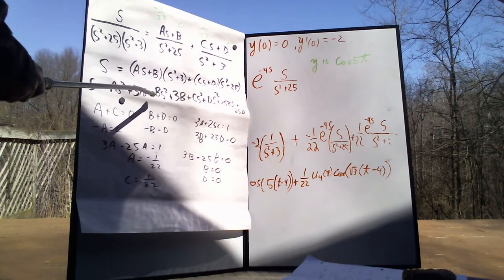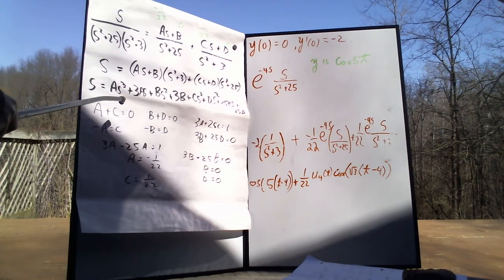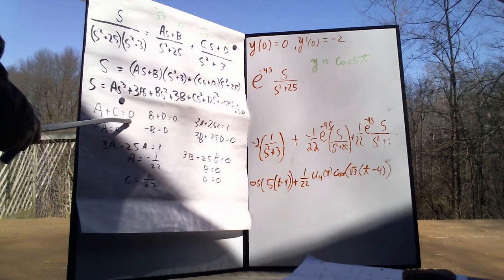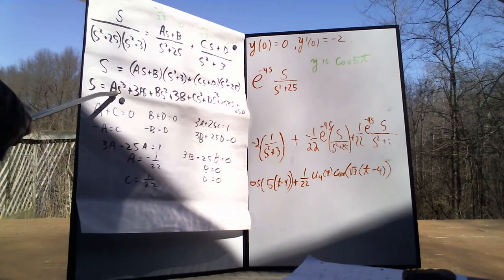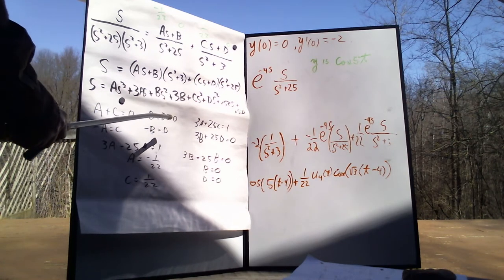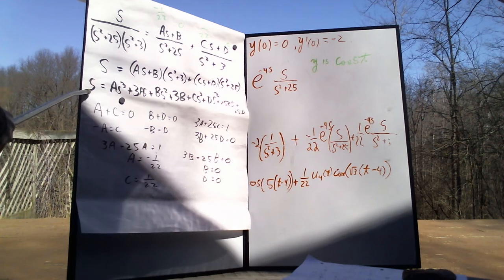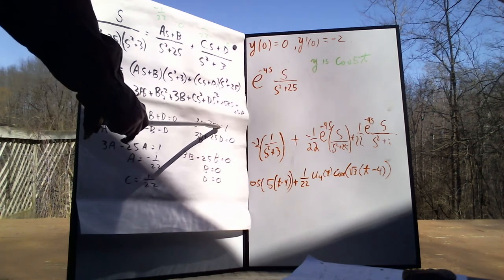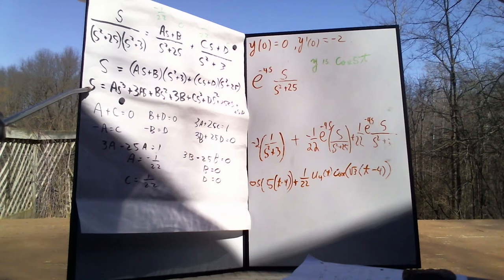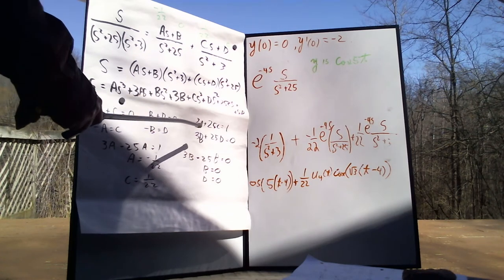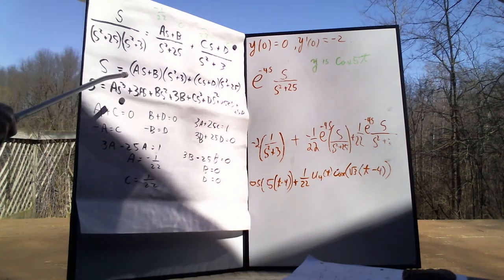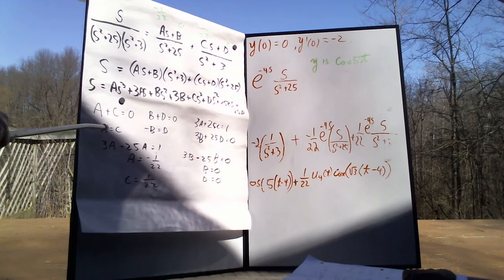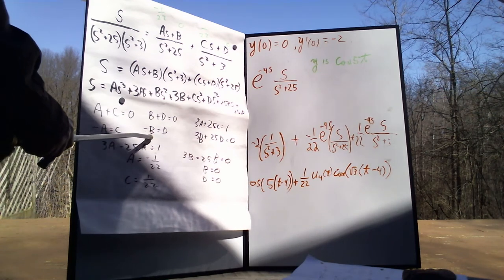Distributing out and combining like terms, we notice that we have to have a plus c equals 0 because there's no s cubed terms. I have to have b plus d equals 0 because there's no s squared terms. Then I have to have 3a plus 25c equals 1 because there is one s. And then I have to have 3b plus 25d equals 0 because there's no constant term. So this immediately gives me negative a equals c, negative b equals d.